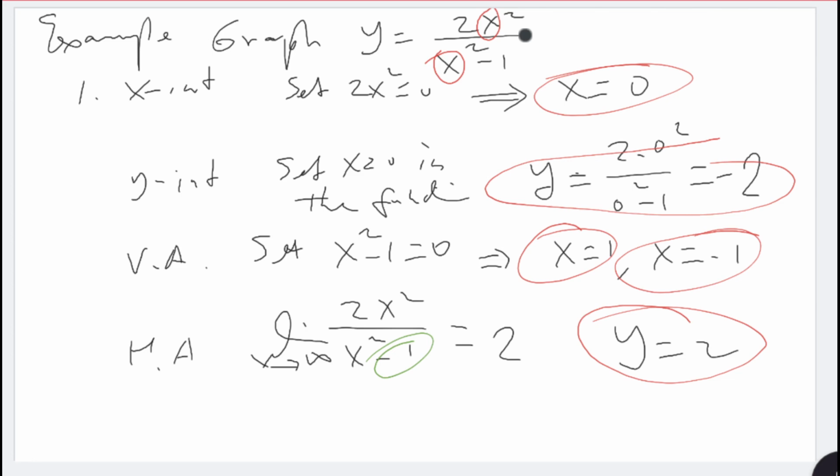All right. So this is part 1, where we try to determine any x-intercept, y-intercept, any vertical asymptote, any horizontal asymptote. By the way, if the function is a polynomial function, not a fraction, then you don't have to worry about the vertical asymptote, horizontal asymptote, because they don't have any.